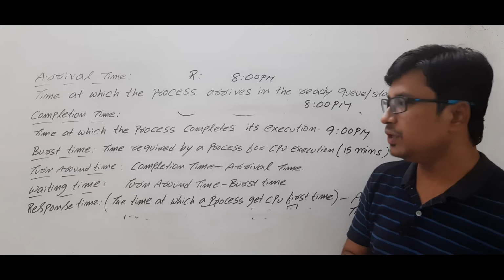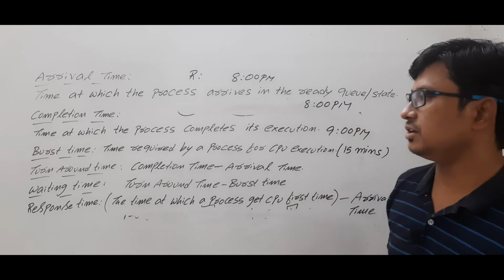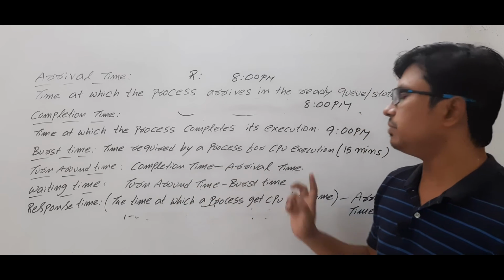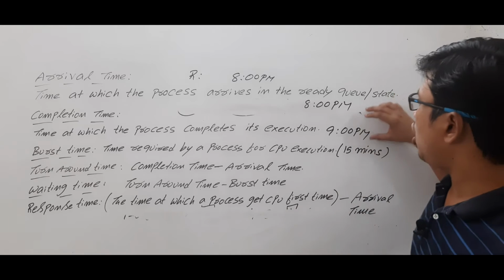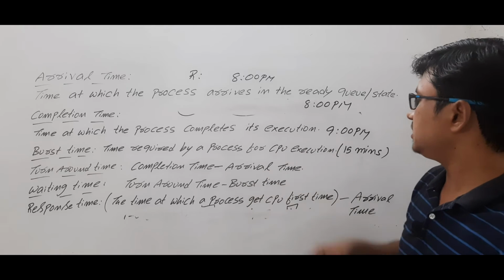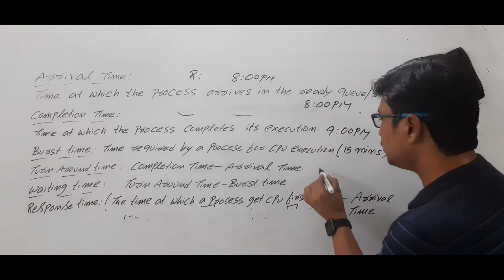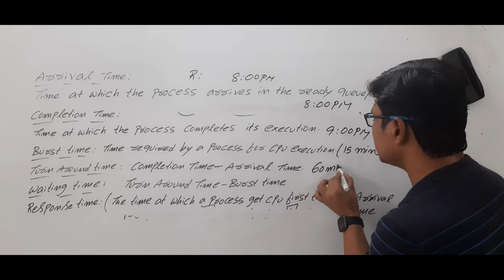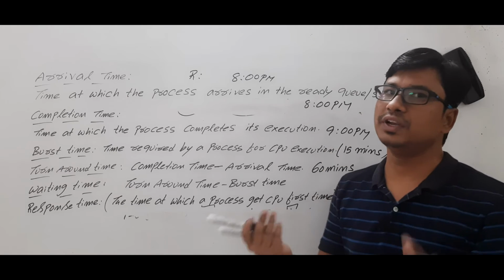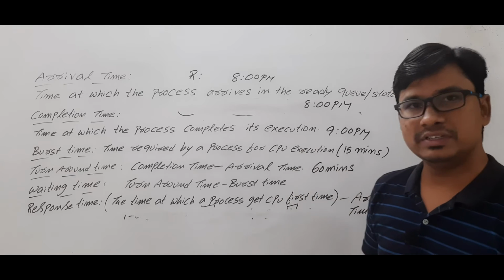Now we need to compute the turnaround time, waiting time and response time for this example. Look at the turnaround time. Turnaround time is completion time minus arrival time. It means how much total time you have spent in the restaurant. So completion time is 9 p.m. and arrival time is 8 p.m., so in total you have spent 60 minutes in the restaurant. You came at 8 o'clock, you left at 9 o'clock. So how much time were you there in the restaurant? Obviously it is 1 hour, which is 60 minutes.